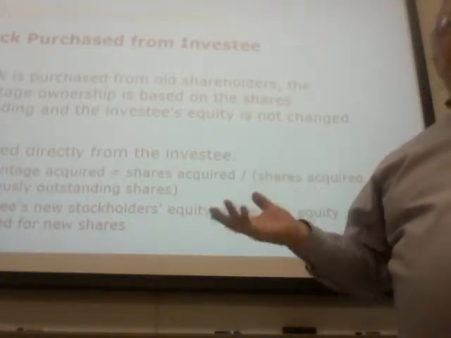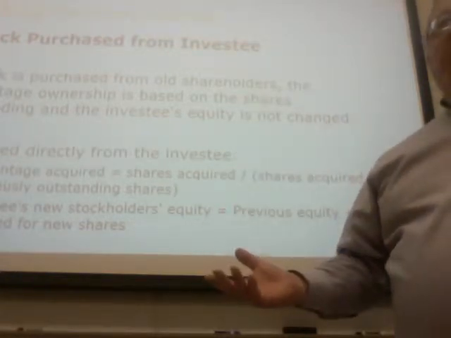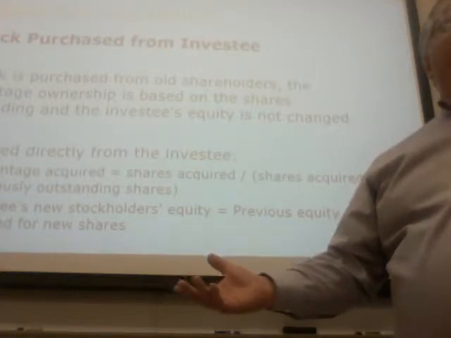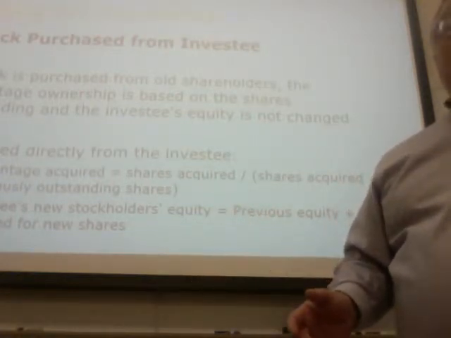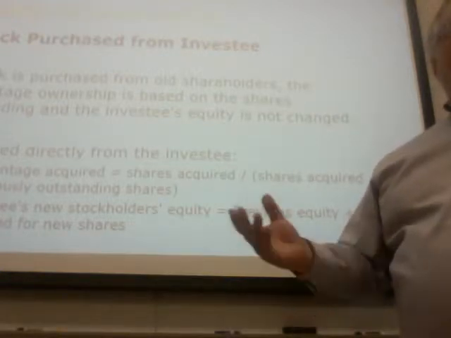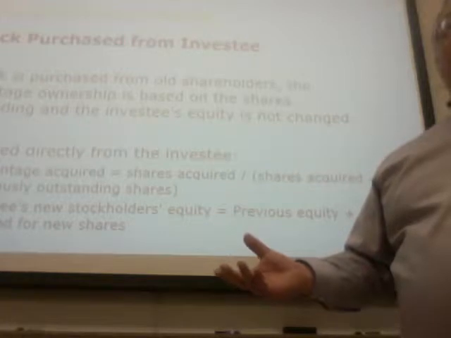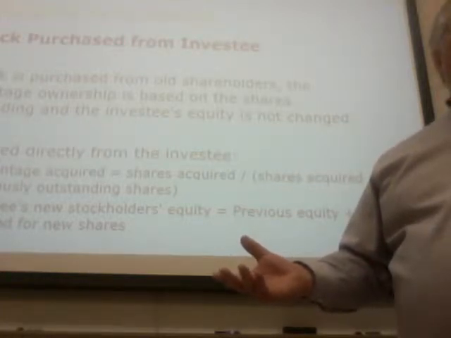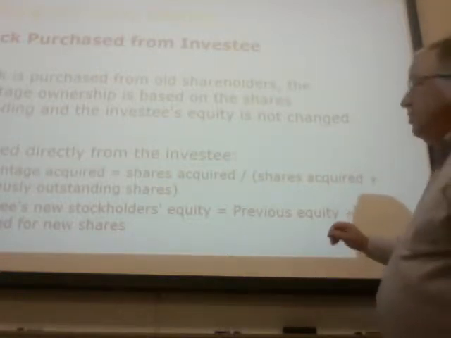If a company's got 100 shares outstanding and you buy 30 of them, you are now a 30% owner. You buy 30 of them from current shareholders, you are now a 30% owner. That's real simple. If it had 100 shares outstanding and you're buying 30 new shares being issued by the company, you're not a 30% owner. You're 30 over 130, right? So you're not a 30% owner.